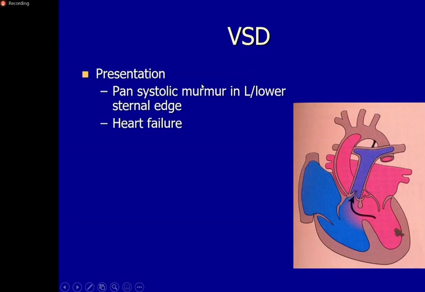So there will be a murmur throughout the systole, that is between the first heart sound and the second heart sound, because the first heart sound is when the valves begin to close, and the second heart sound is when the other valves begin to close. So that means when the ventricles contract, and throughout that period it will be there till the pulmonary valve or the aortic valve closes.